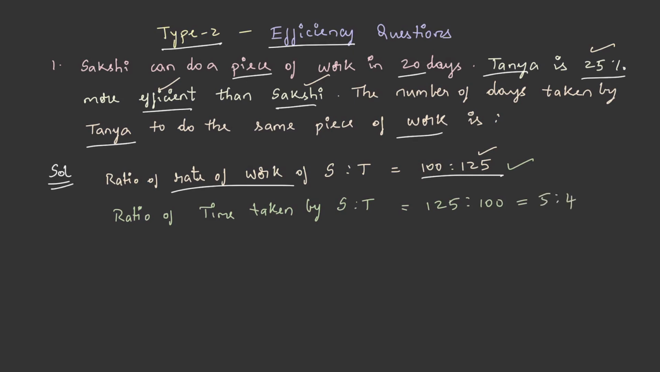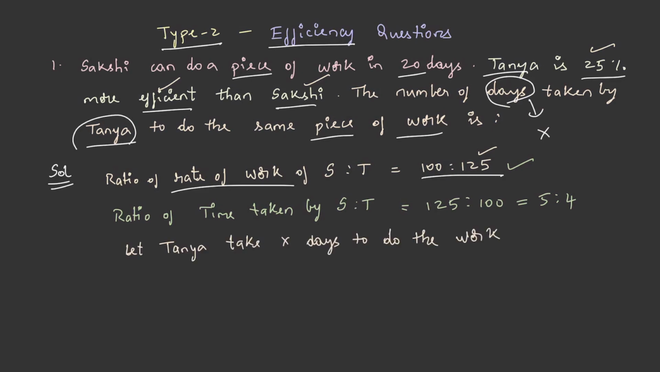Now let's see what is asked in the question. The number of days taken by Tanya to do the same piece of work. So let's assume this as X. It is given that Sakshi can do the piece of work in 20 days, and we have to find out Tanya's time to complete the work. Let's equate the time taken by Sakshi and Tanya.